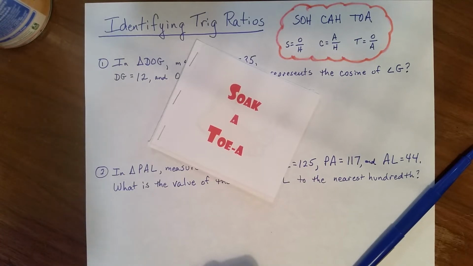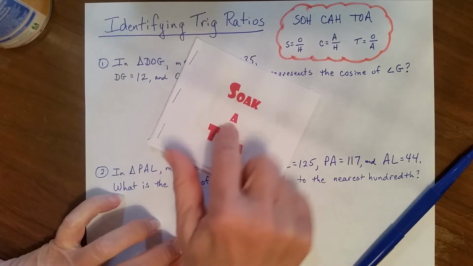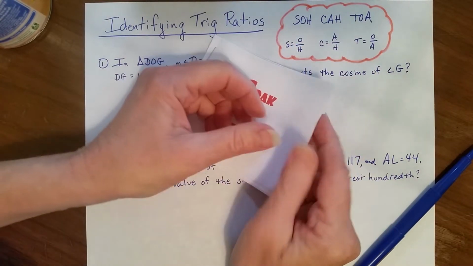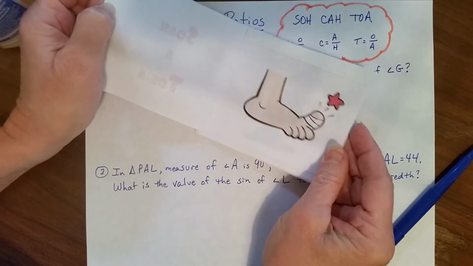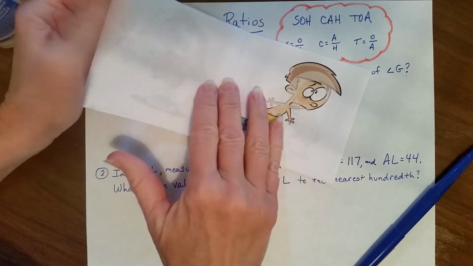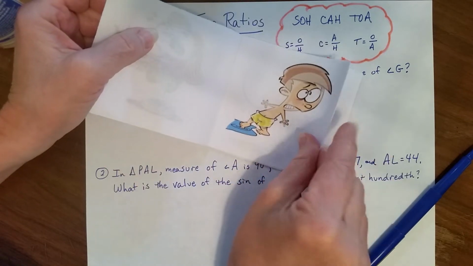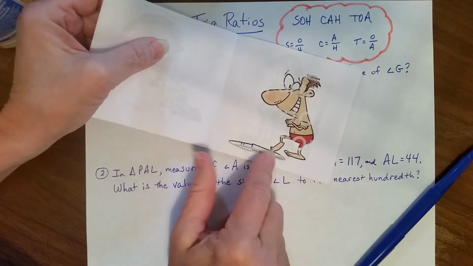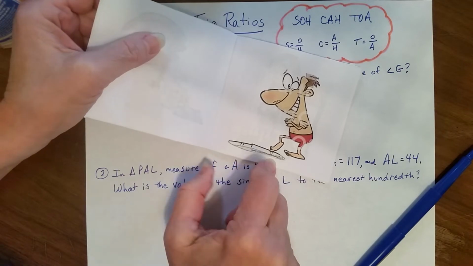Nice job yesterday doing the timed problems. We're still going to work with SOHCAHTOA today, identifying trig ratios. We don't need the book anymore. We looked at that yesterday, but don't forget, to solve problems it's helpful to use SOHCAHTOA. There you go.